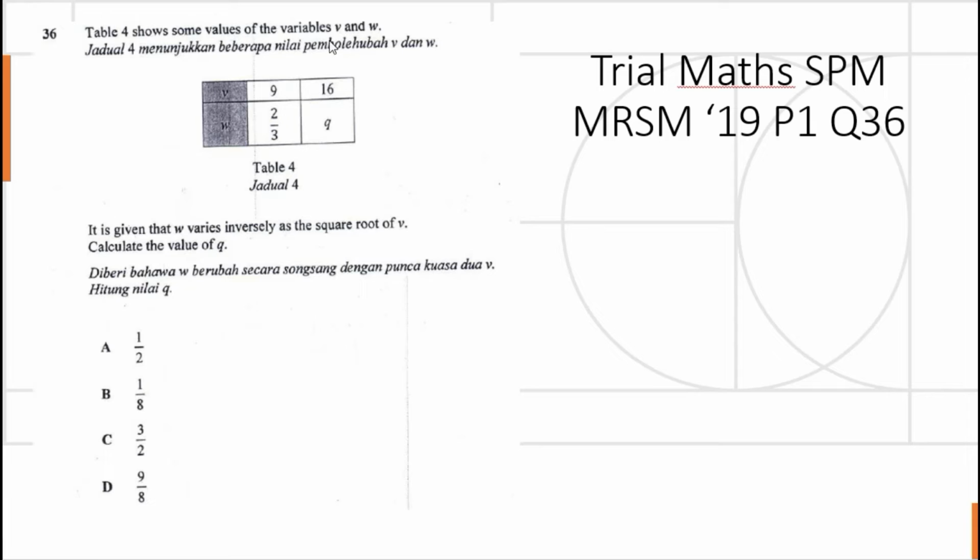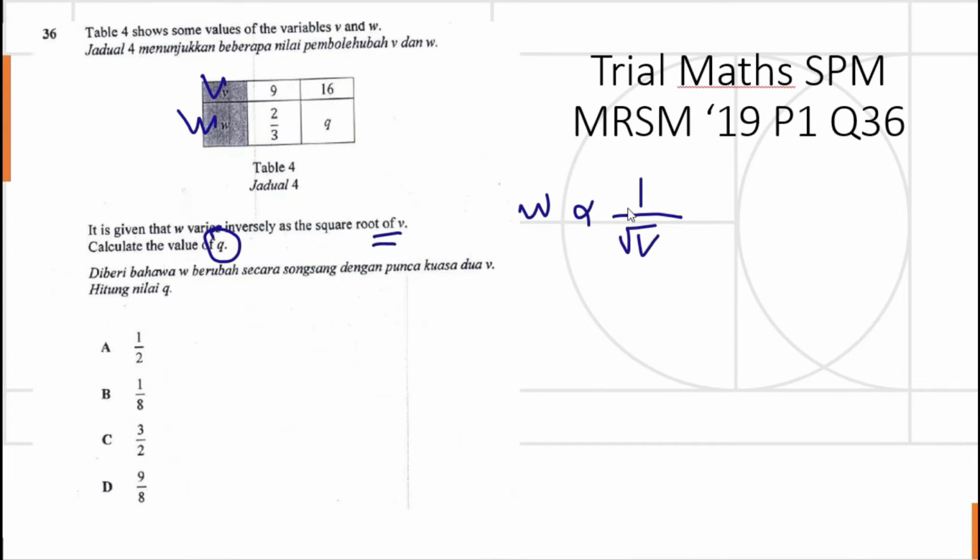Some value on the variable V and W. So this is V and this is W. Given that W varies inversely as the square root of V. So W varies inversely means 1 over square root of V. Alright. Calculate the value of Q.